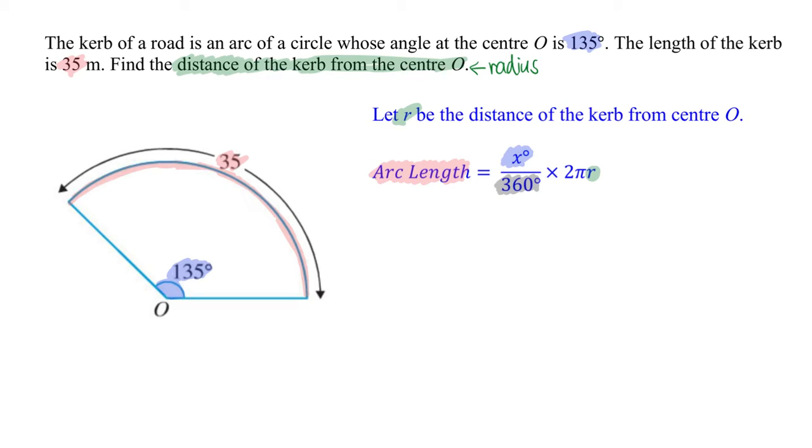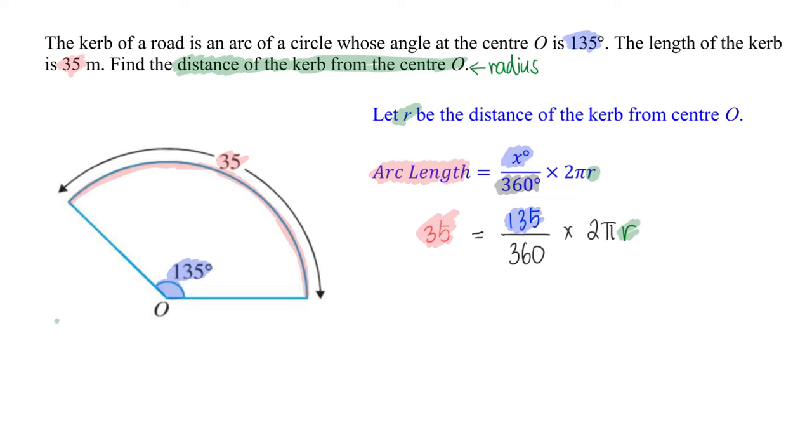And now we are going to substitute all these numbers in so that you can see how it looks. So 35 is equal to 135 over 360 times 2 pi r, and the r is something that we need to find. Okay, so this is my arc length, angle at the center, and my radius that we need to find.